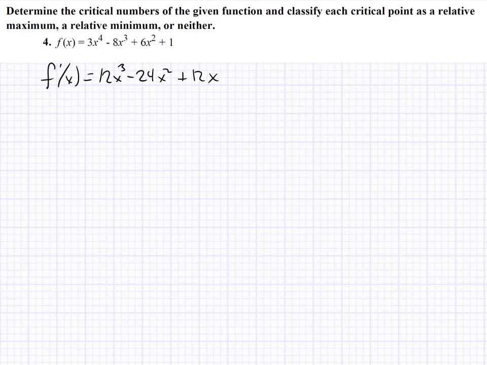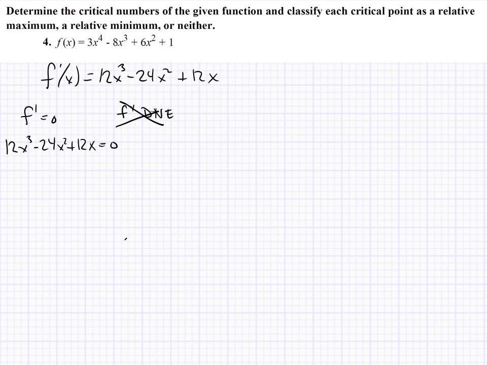In order to find the critical numbers, we need to figure out when is that derivative going to equal 0, when does that derivative not exist. Being a polynomial, we don't worry about not existing. So now it's just where does 12x cubed minus 24x squared plus 12x equal 0?